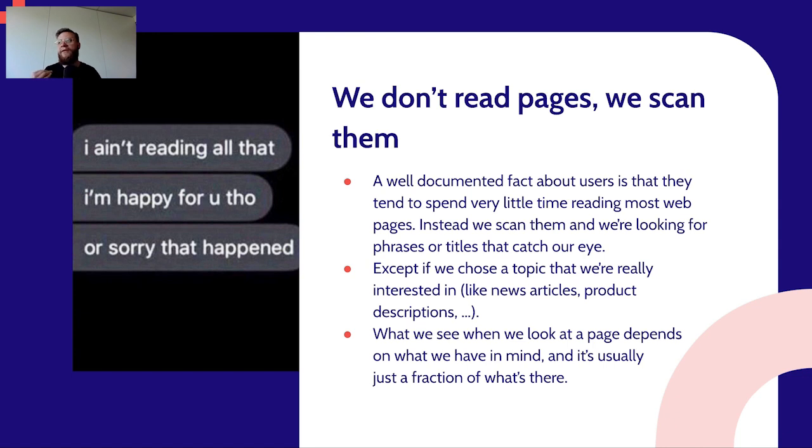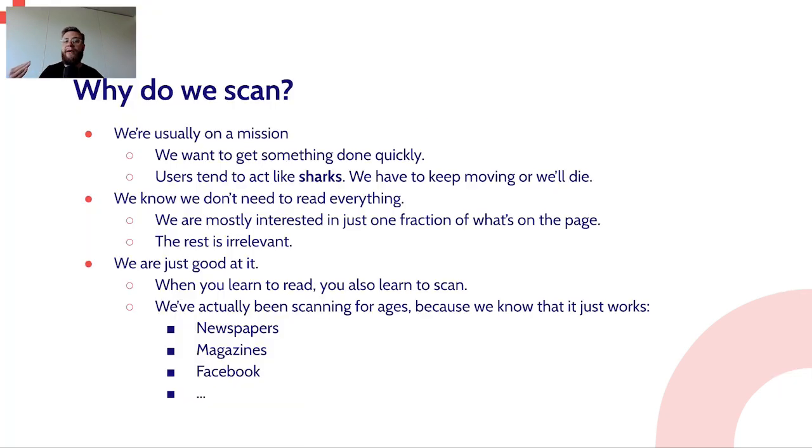You can play around with typography, but also with color and stuff like that to make things more important than other things. So, like I said, it's well documented that users tend to spend very little time on reading. They scan pages, looking for phrases or titles that catch our eye, except if we choose a topic that we're really interested in. What we see when we look at a page depends on what we have in mind, and it's usually just a fraction of what's there. Everything goes very quickly. A user already tests within a second or maybe 2 seconds if something is right for her or him. If not, the user will leave. You have to make sure that the user stays where he has to stay at that specific moment.